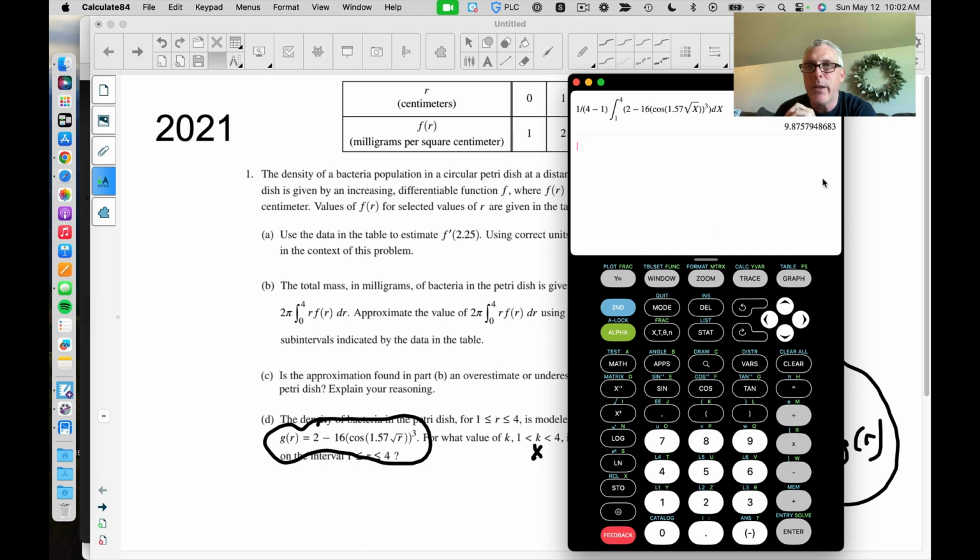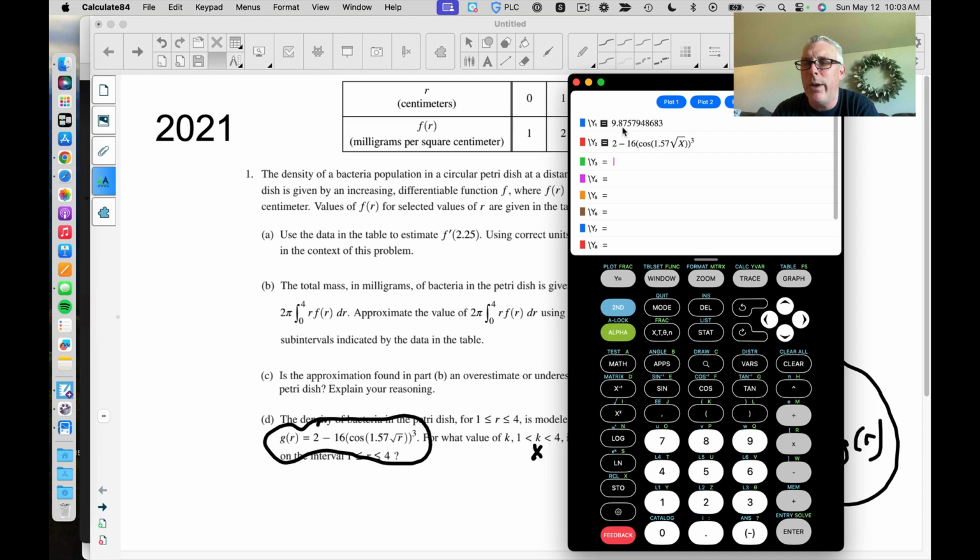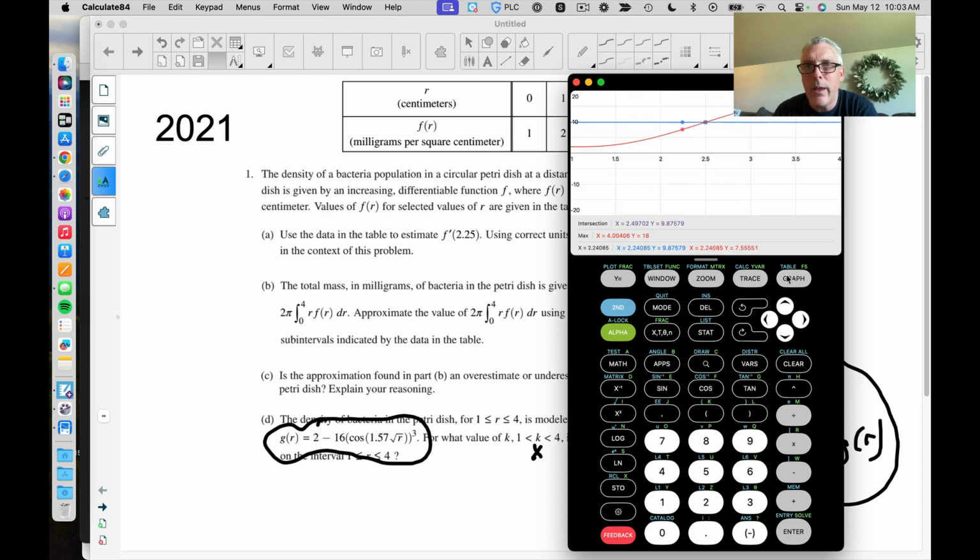So what I did, I went to my y equals, I typed in my function, and I graphed. Then I had to mess with my window. I went 1 through 4 because that's all we're looking at. I had to make my y max a little bit bigger because I knew I had to get higher than this 9.8. 10 would do it, but it was hard to see. So I made my window go up to 20. And I graphed it, and then I used this intersect option to find out when they meet. I think the intersect option gave me 2.49702.